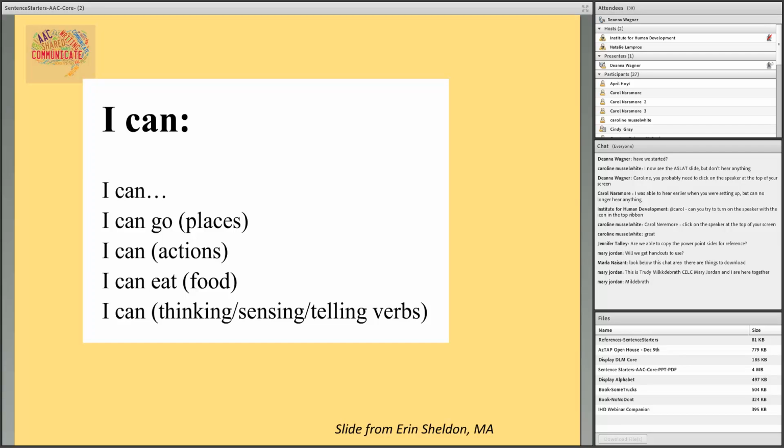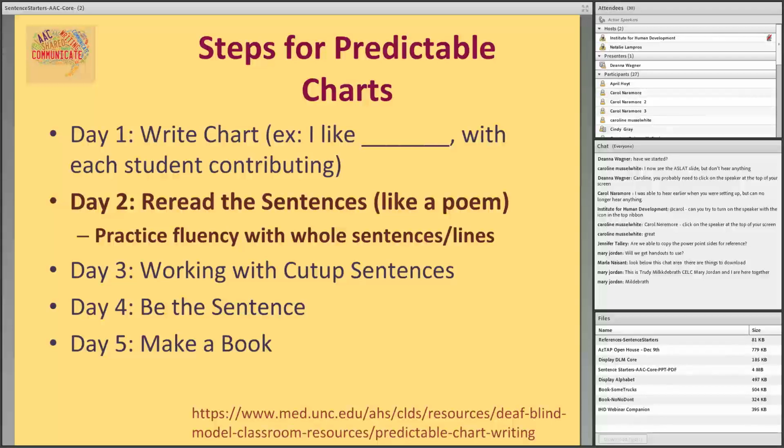And if you don't have that, then just use the verbs and actions as they are color-coded on the communication displays, and talk about how we're doing something in this sentence frame, starting with "I can." So after we make our chart, we would reread the sentence with fluency. One of the important things to think about is day 2, reading our predictable chart.